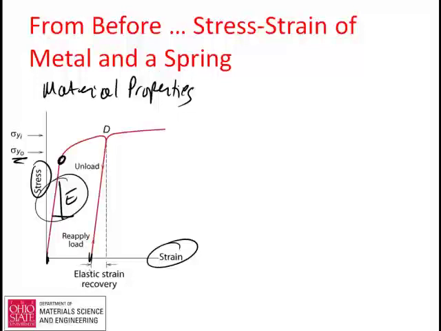Okay, so that's a material property, but we almost never use materials in these very simple shapes we talked about, where we just basically have a wire or something like that and pull it in uniaxial tension. Always, as engineers, what we end up doing is making interesting shapes out of materials, and it's the shape plus the properties of the materials that really give you interesting devices. About half of mechanical engineering is all about what kind of shape do you want, and material scientists do the materials.